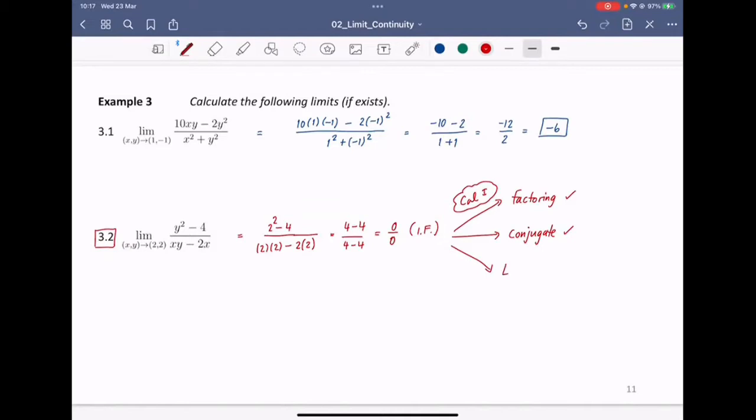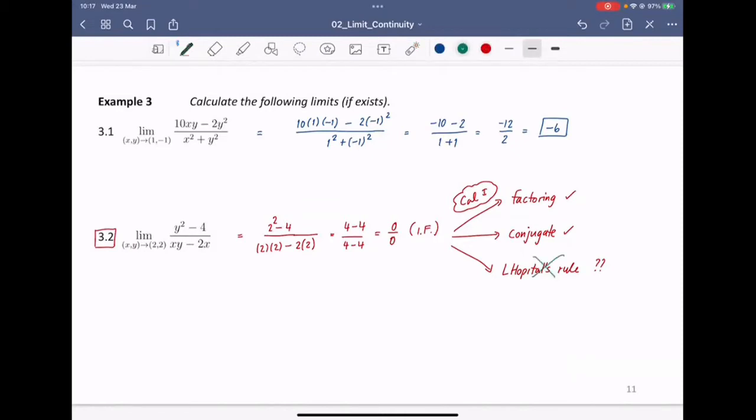Or some of you are going to say, Ajahn, in Cal 1 we also do something called L'Hopital's rule. Why don't you differentiate the top one, differentiate the bottom one, and you compute the limit easily by using L'Hopital's rule. This one is questionable now. Can we use it? Well, there's no L'Hopital's rule in two dimensions. Well, maybe there is, but we have not touched that part yet.